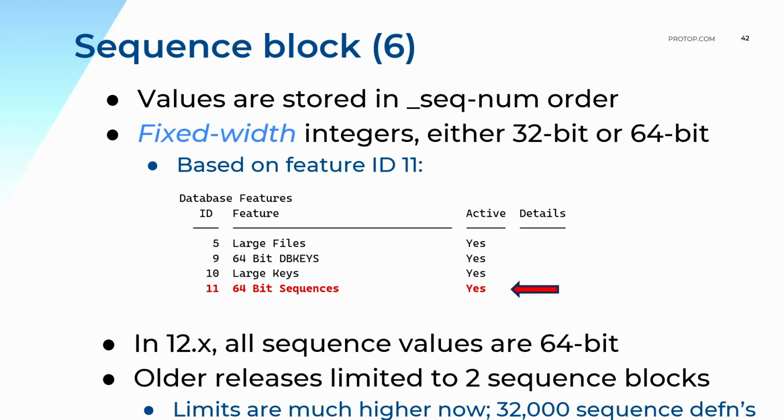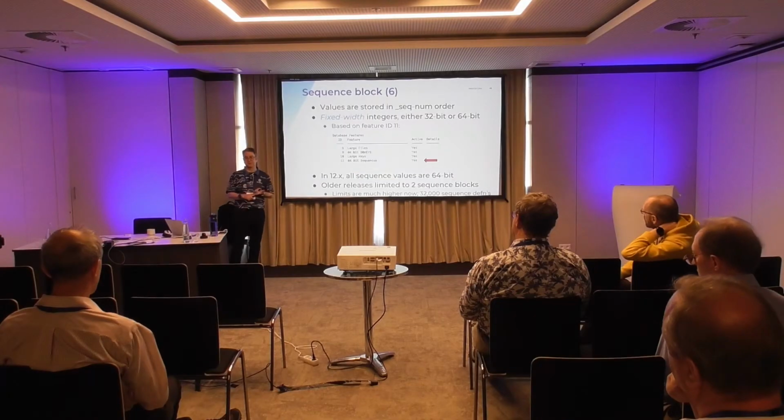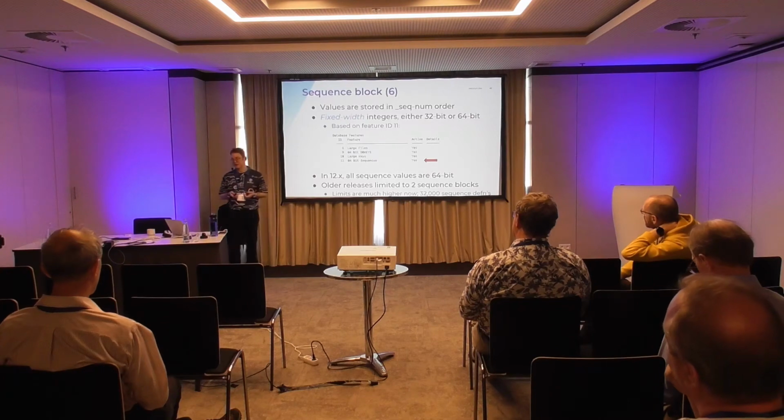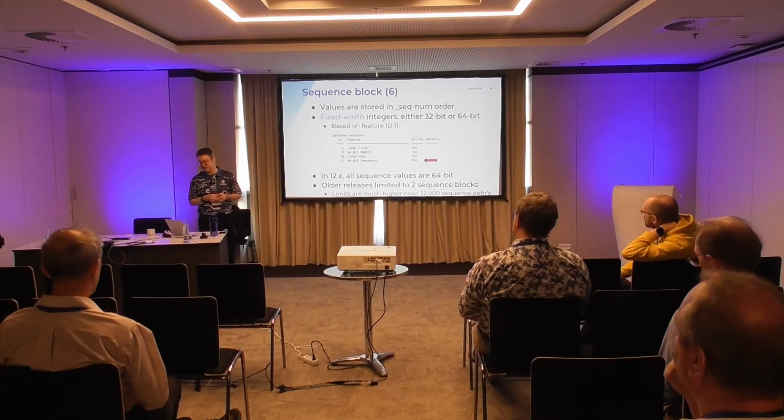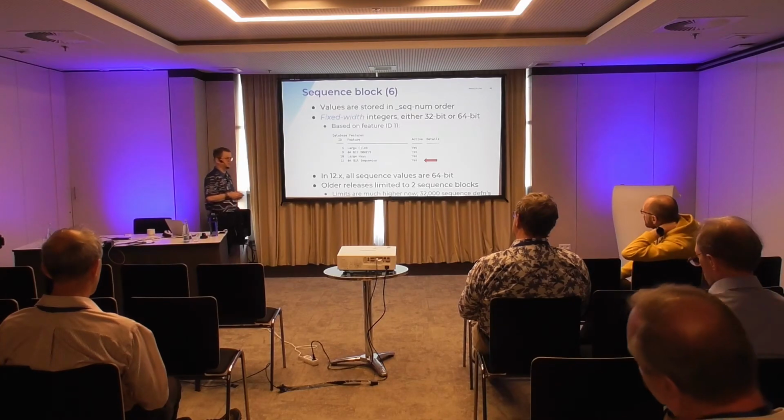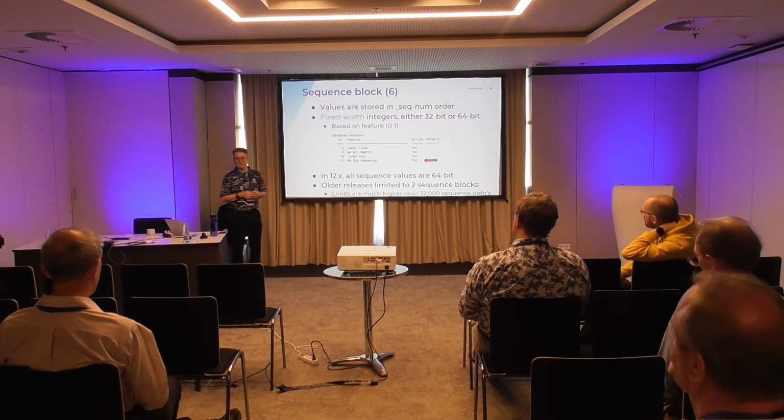There have been a lot of changes in the limits over the years. In older releases, you could only have 2 sequence blocks, so the number of sequences you could define was actually governed by how long your sequences were and how large your blocks were. But now there's a standard limit of 32,000 sequences. And I think you can also have 32,000 tenant-specific sequences if you're using multi-tenancy, so it's a lot.